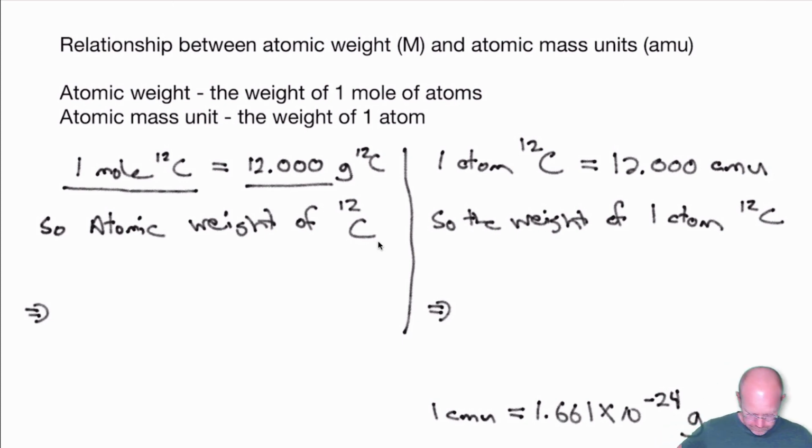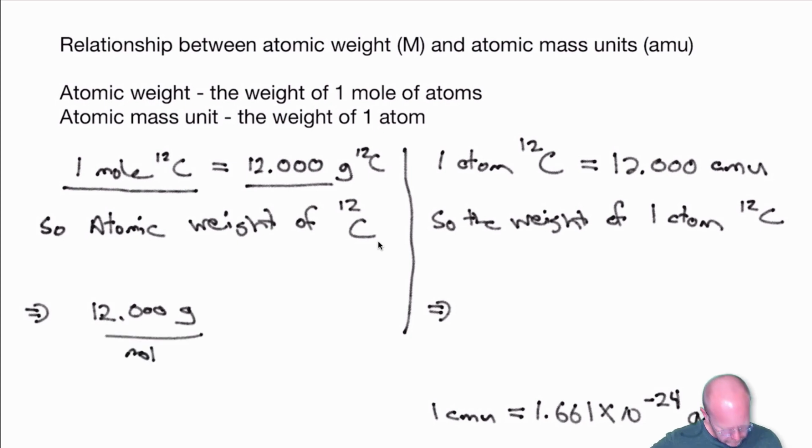So the atomic weight of carbon-12 is 12.000 grams per mole. That's the atomic weight of carbon-12. That's a specific isotope. Remember, in nature, we don't typically find elements just existing as one isotope. The interesting thing is, though, that we can also think about the mass of 1 atom of carbon-12 is also exactly 12.00 atomic mass units. So we've just moved from this macroscopic sample of 12 grams to the mass of 1 atom.